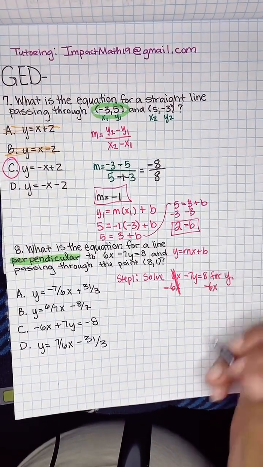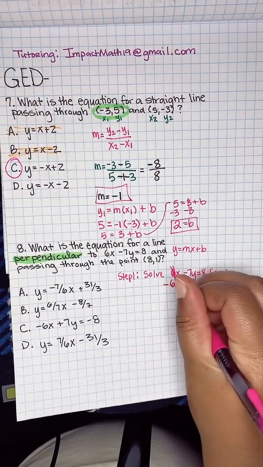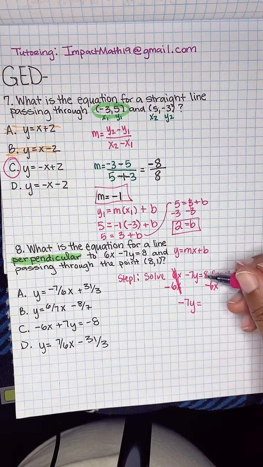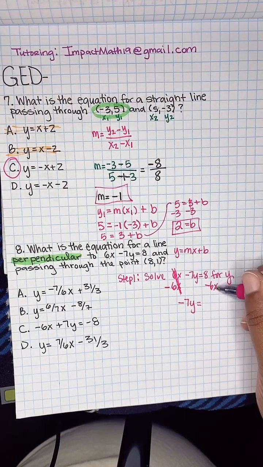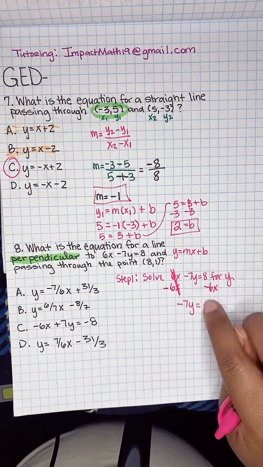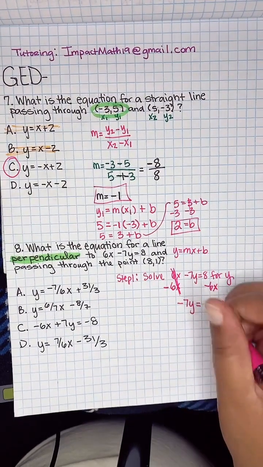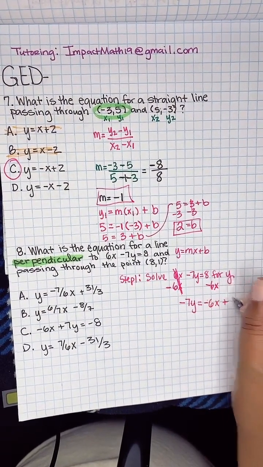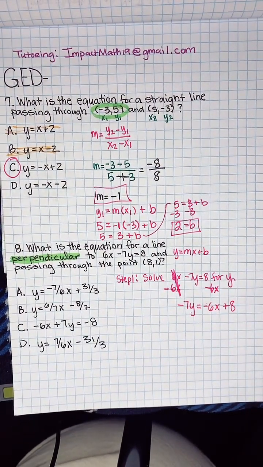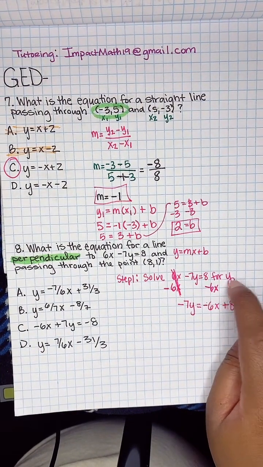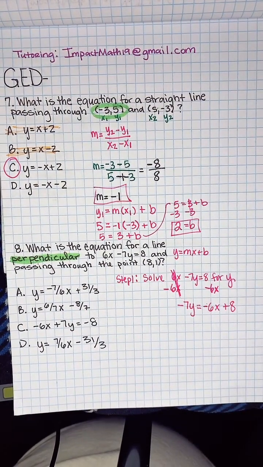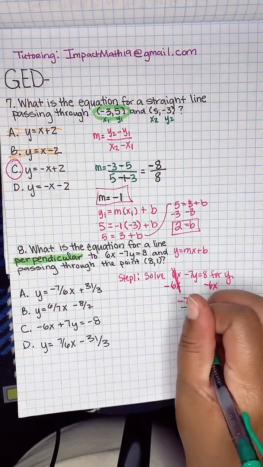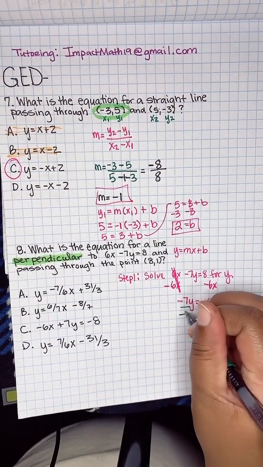Okay, this cancels. So now I have negative 7y equals. These are not like terms. Do not combine these, you guys, and get some 2x. No, don't do that. You just write them next to each other horizontally. So we're going to write negative 6x plus 8. Now remember, my whole goal is to get y by itself. Whenever you have a number attached to a variable, they're multiplied, so we're going to divide both sides by negative 7.